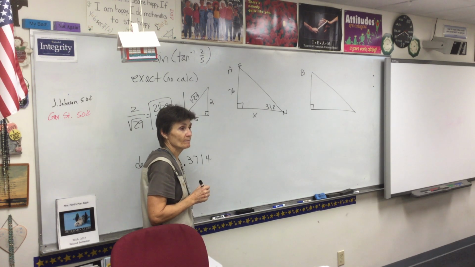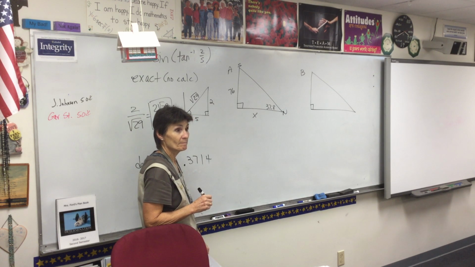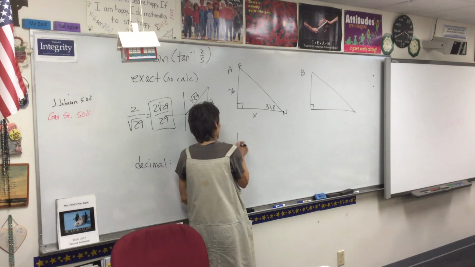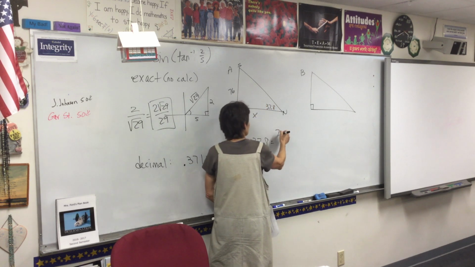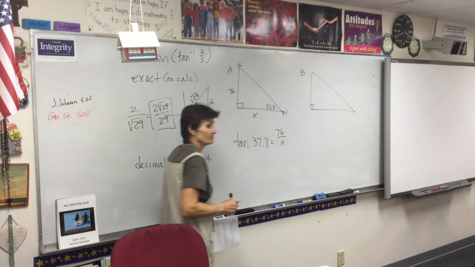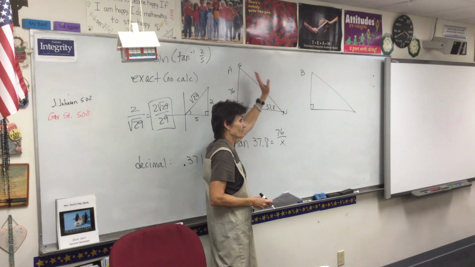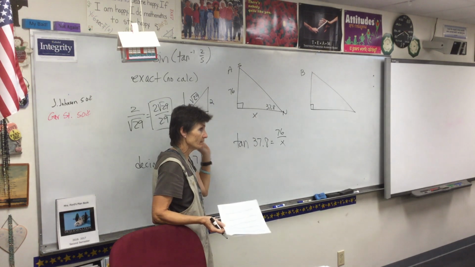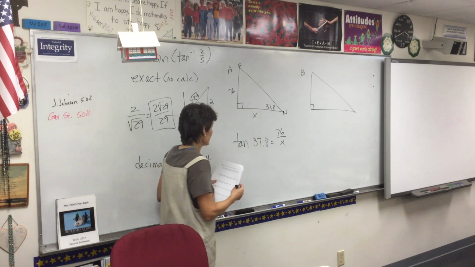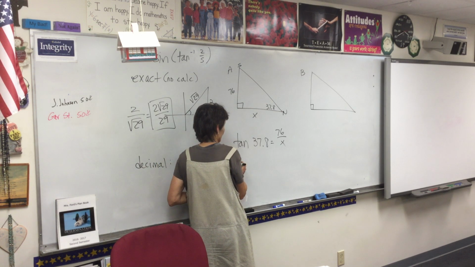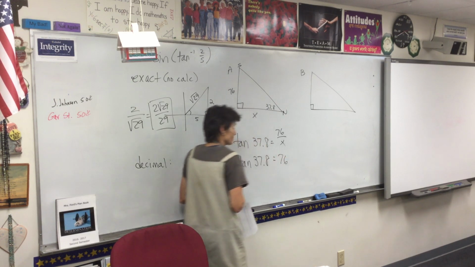Now we write an equation. It's going to be sine, cosine, or tangent. Just figure out which one it is. What's it going to be? Tangent. Why is it going to be tangent? Because we're doing opposite over adjacent, right? The hypotenuse isn't involved. We would use sine or cosine if we needed the hypotenuse. All right, how do I solve this? X tan 37.8 equals 76.